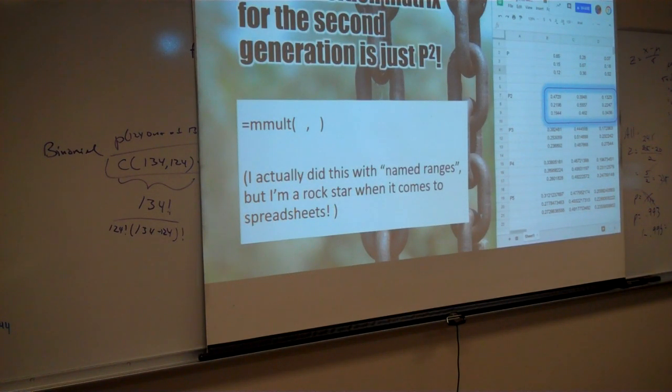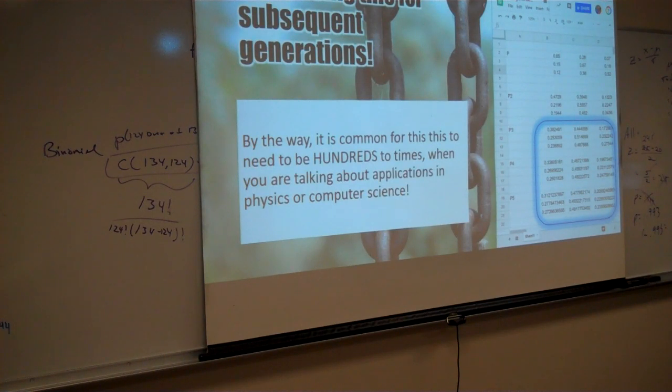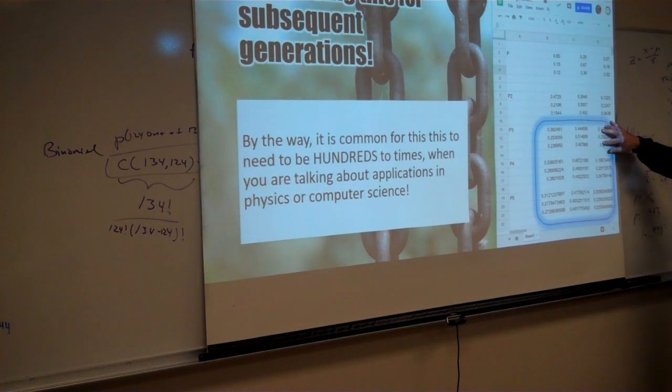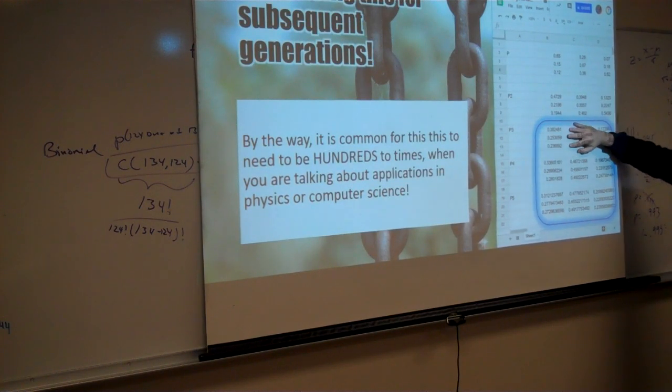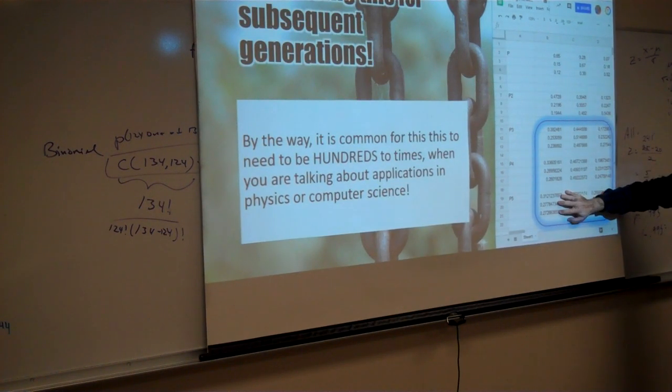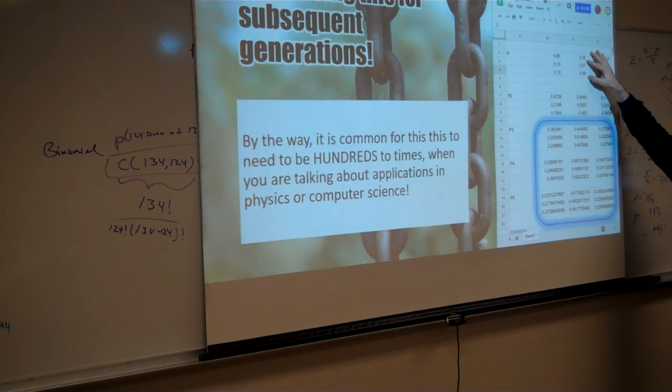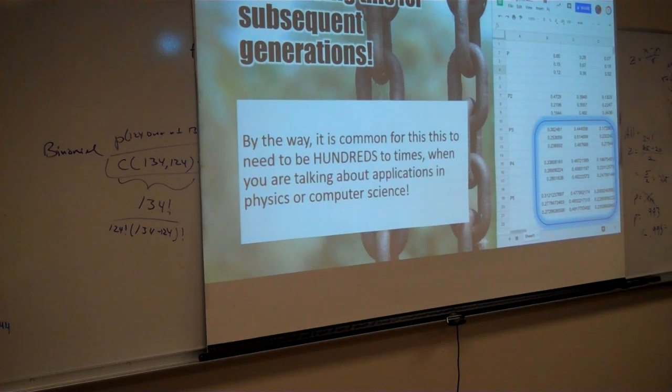Point is, I was able to get P squared. That is the transition matrix for the grandchildren of the current generation. And I could do the same thing for the third generation and the fourth generation. This is P squared times P. P to the fourth is P cubed times P. P to the fifth was P to the fourth times P. I just keep copying.